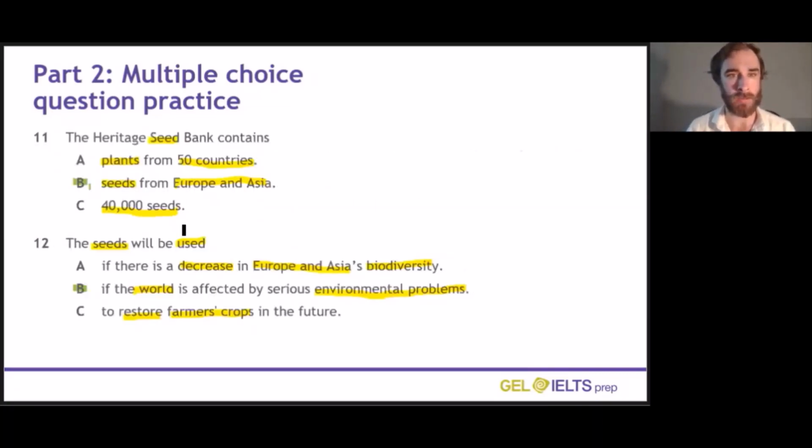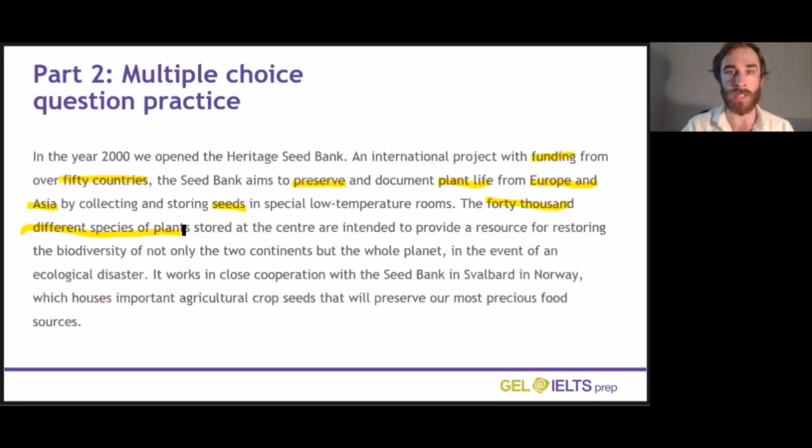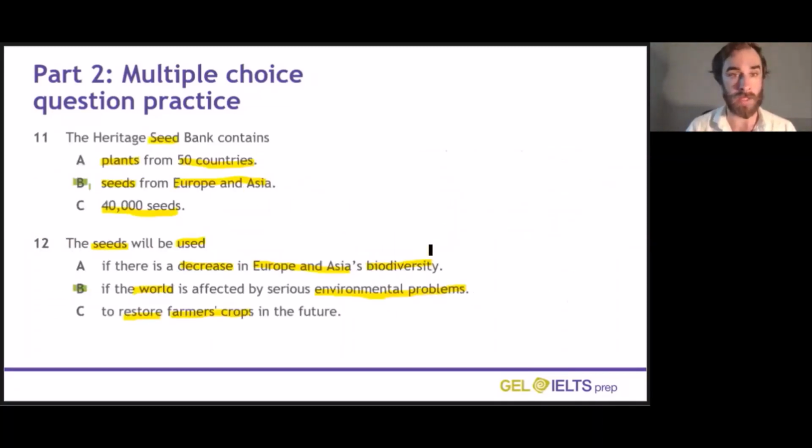Now, question 12. The seeds will be used, A, if there is a decrease in Europe and Asia's biodiversity. Well, we can see restoring the biodiversity of not only the two continents, but the whole planet. So it mentions the two continents, which must be Europe and Asia, that they mentioned in the first half, but it says not only, but the whole planet. So we're talking about the world, not just Europe and Asia. So A was not correct there.